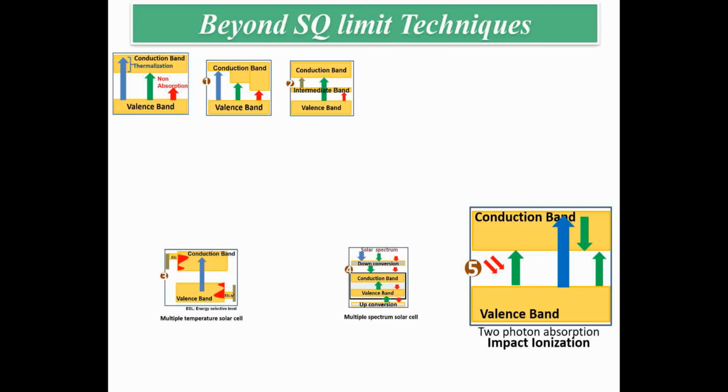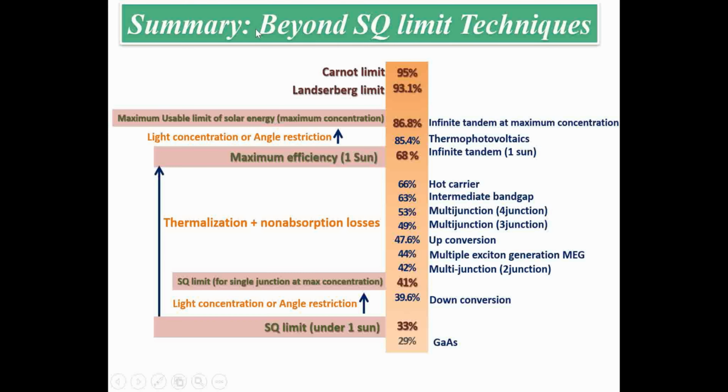Now you can have some other techniques to lower other losses. So radiative recombination is the intrinsic loss which cannot be avoided, but your entropy generation and your energy conversion loss can be controlled, or can be optimized. So we have some techniques we'll see now. So in the summary you can see all the techniques which are giving efficiency beyond the SQ limit. You can see gallium arsenide with 29%, while the SQ limit efficiency is 33%.